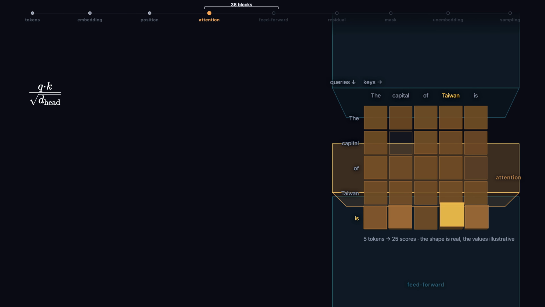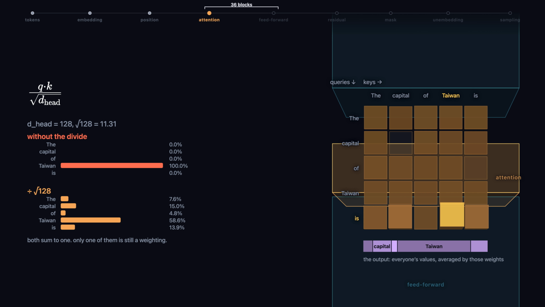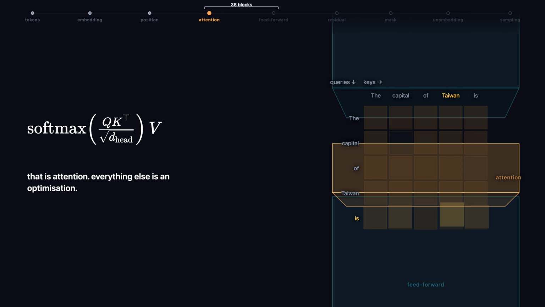There is one detail in the middle that looks like housekeeping and isn't. Before the squash, every score is divided by the square root of the head width. Dot products of long vectors get large, and a squash fed large numbers saturates. It stops being a soft weighting and becomes a hard pick, with almost no gradient left to learn from. The divide keeps it soft. Then those numbers are squashed into weights that sum to 1, and each token's output is the weighted average of everyone's values. That's it. That is attention. Everything else about it is an optimization.